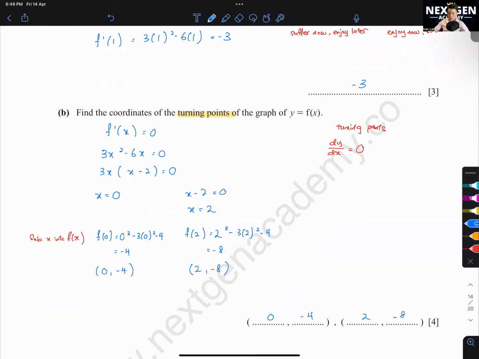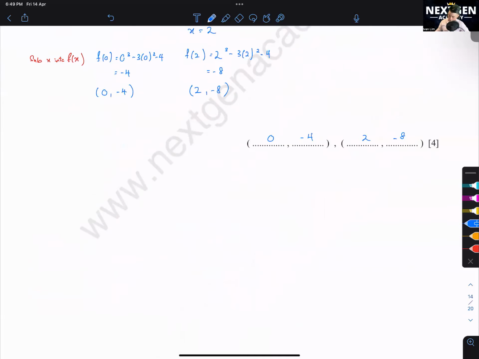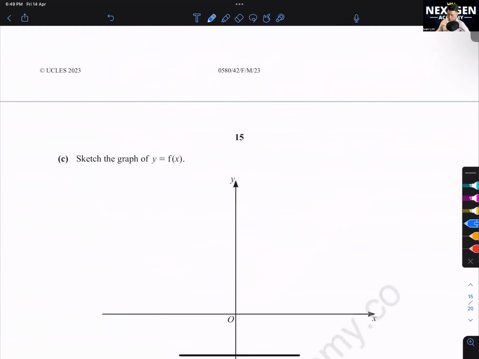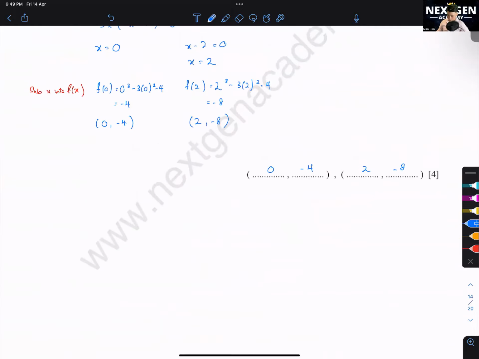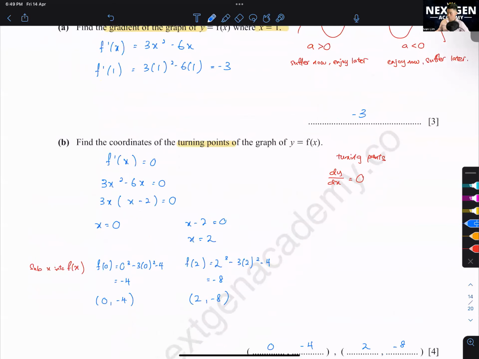The suffer now, enjoy later one, because they will ask you all to actually sketch the graph out. See the next question. Sketch the graph of y equals f(x). So with all the information that is given to us that we have found above here, we know our turning points are (0, -4) and (2, -8).